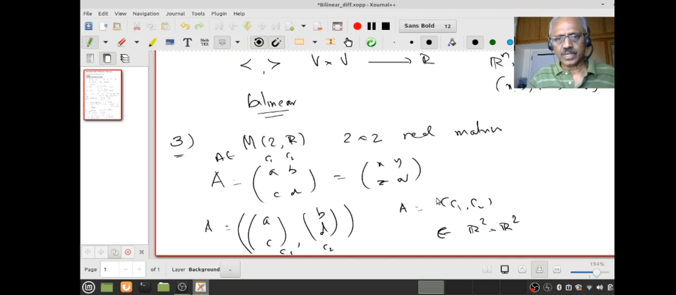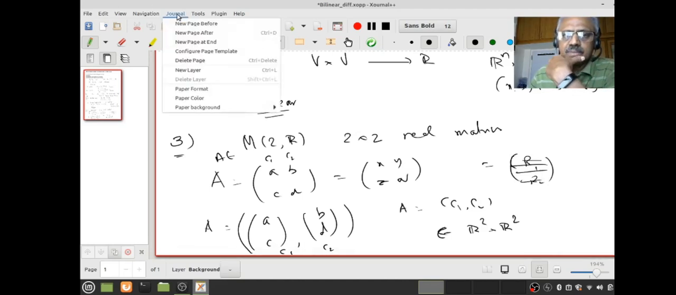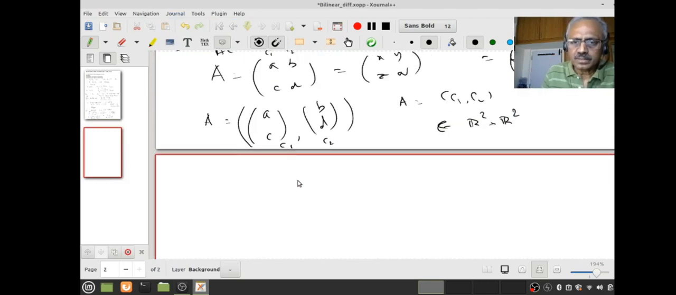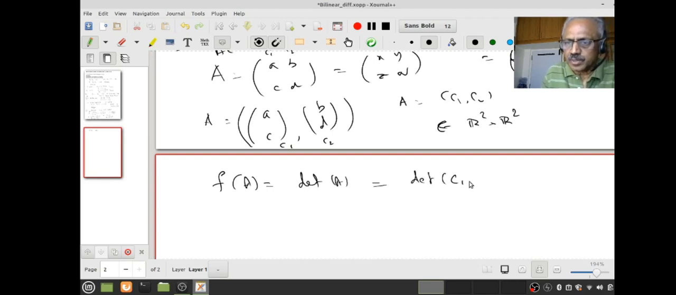Yeah, you can also think of it as rows, that is, AB is the first row and CD is the second row. In that case I will call them R1, R2. Anyway, I can also think of this as columns. Now what is the map I want? The map I want to think of is f of A equal to determinant of A. That is, I want to think of determinant of A as a function of two variables C1 and C2.